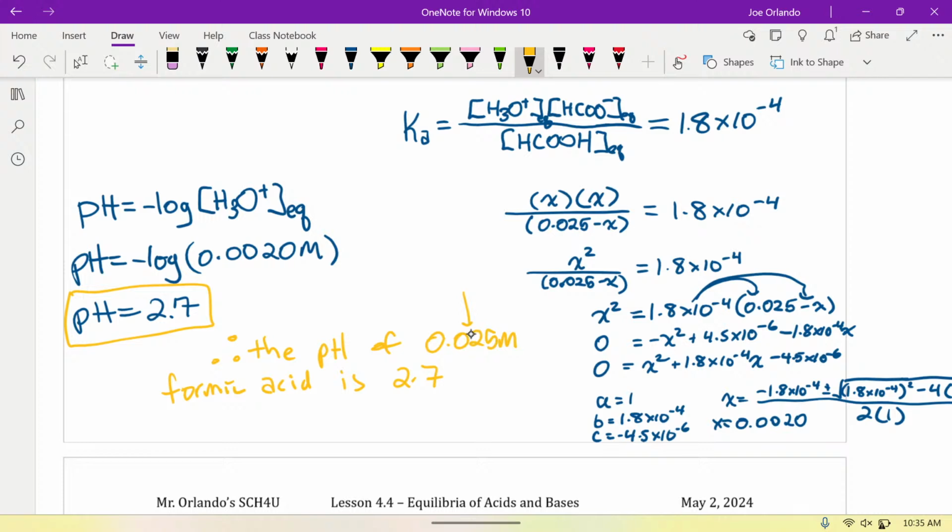What's the negative log of 0.025? Can somebody do that quick? 0.025. Yeah, what's the negative log of 0.025? 1.6. Which is over 10 times stronger. So if instead of formic acid you used a strong acid like HCl or something, it'd be 10 times stronger.